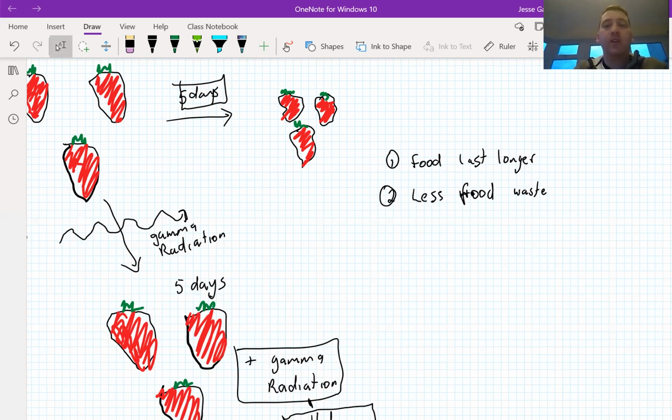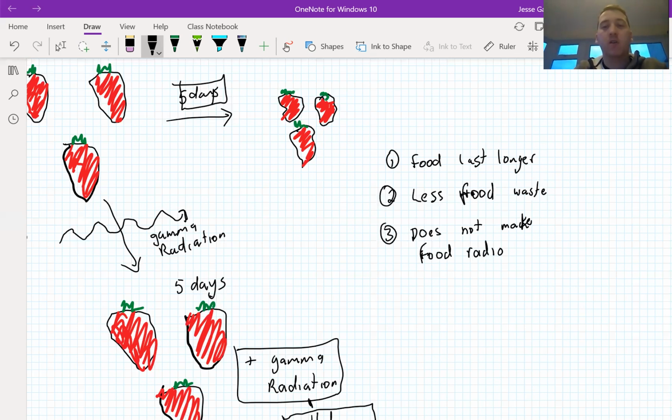It doesn't make food more radioactive. It does not do this, because, like I said, it doesn't get stuck in the food. It just passes through it and kills the bacteria. So it does not make food radioactive.